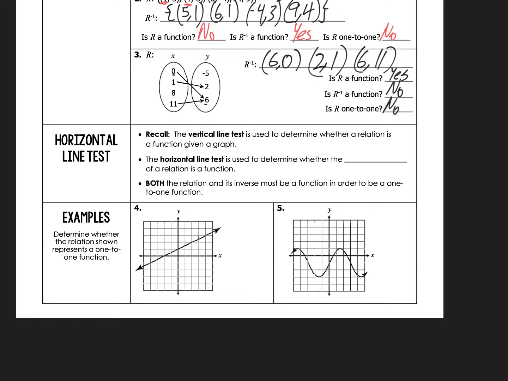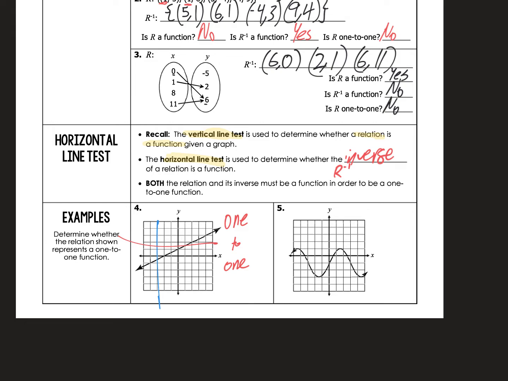Okay. All right. Real quick, talking about the line tests. You guys should remember the vertical line test will tell if the relation is a function. So that's talking about R. The horizontal line test will tell you if the inverse of a relationship, which is R inverse, is a function, right? So if they are both functions, then it's considered to be one to one, okay? So for example, we do the vertical line test, we do the horizontal line test, and you see that number 4 is going to pass both of those. And you can say, hey, this is a one-to-one relationship, okay?